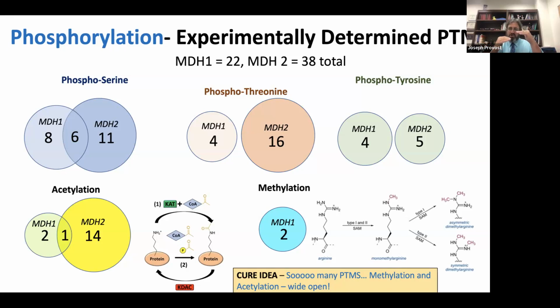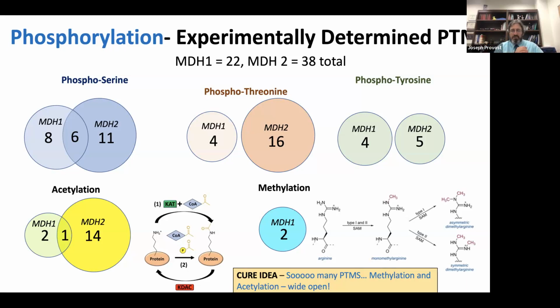Now, the 22 you see identified here for the cytosolic MDH and the 38 for MDH2 are based on a fairly conservative approach. There's no prediction here, and they've got to have been identified in more than one study. So there's actually potentially a lot more. For phosphoserine and threonine, there are some interesting phospho sites that are in common and also that are unique from each other, as well as the tyrosine sites.